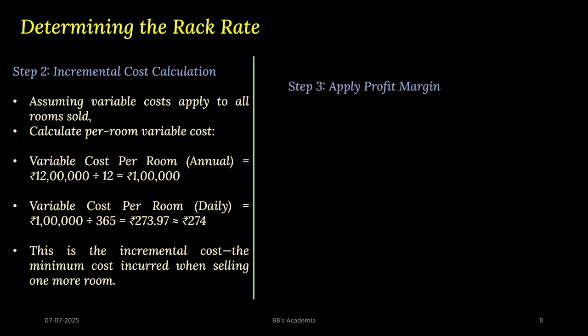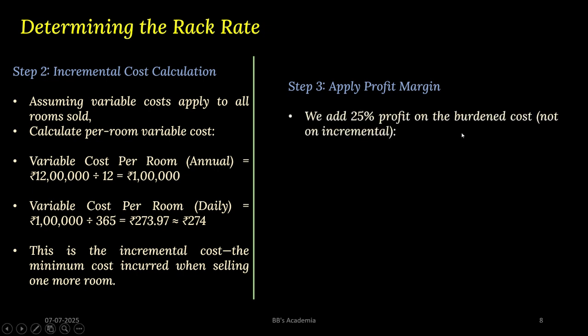Now, how much is the desired profit? 25%. We add 25% profit on the burden cost, because burden cost is the combination of variable and fixed cost. So it has nothing to do with the incremental cost, because the incremental cost is already included in the burden cost, which is the total cost. You got my point? So we add 25% on burden cost. Burden cost, if you remember, was rupees 1096 multiplied by 25%. The figure again comes to rupees 274.